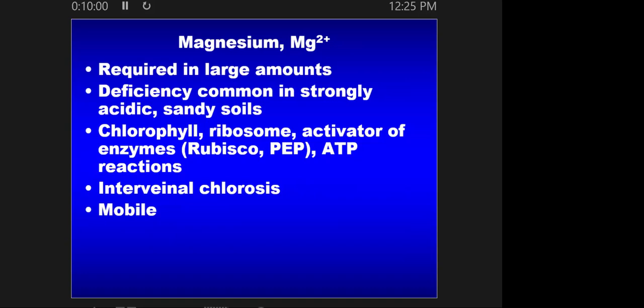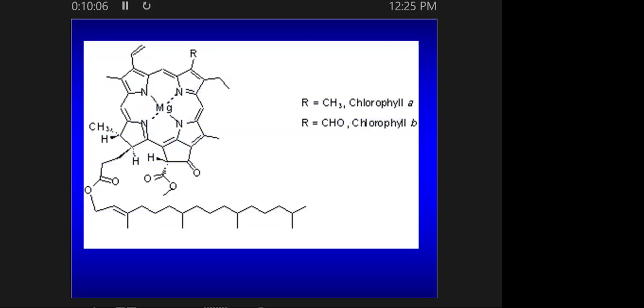So chlorophyll is the pigment necessary for photosynthesis. Here's a mock-up of it. And you can see how magnesium is chelated right in the so-called head region. This is the porphyrin head region of chlorophyll. And you can see magnesium is chelated right in the center.